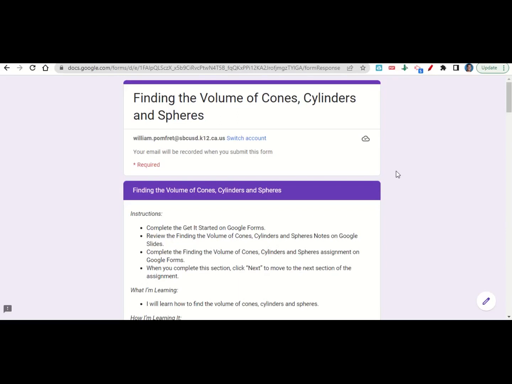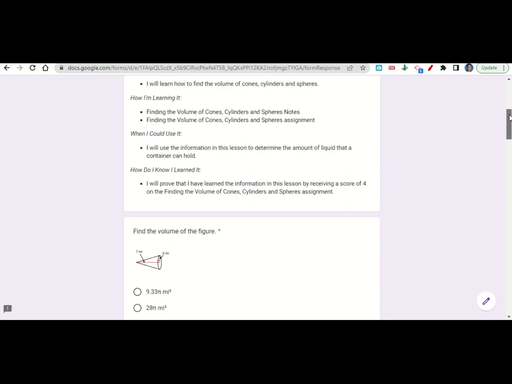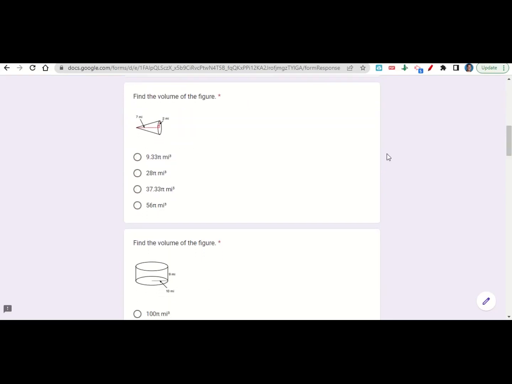Let's take a look now at the Finding the Volume of Cones, Cylinders, and Spheres assignment. The assignment begins with the learning goals and success criteria. If we scroll down, we can see the questions. So the first one says, find the volume of this cone.